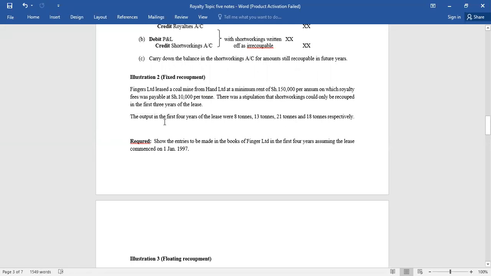So the output in the first 4 years of the lease were 8 tons, 13 tons, 21 tons, 18 tons, and 18 tons respectively. You are required to show the entries to be made in the books of Finger Limited in the first 4 years. Remember, we are doing the tenant's account first. We'll be coming to the landlord's account later on. So I'm assuming you have the question on your end. So I'll stop sharing and go to my workbook.